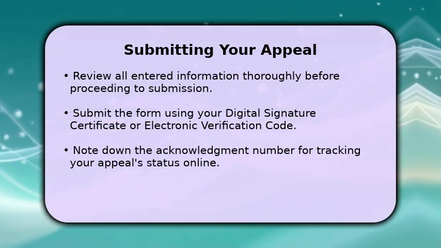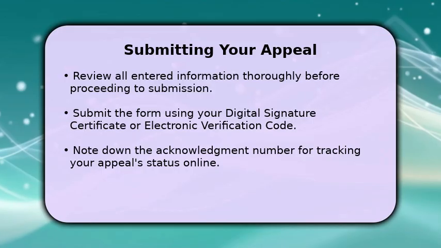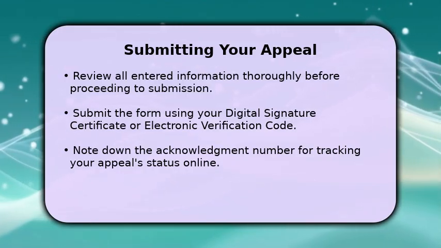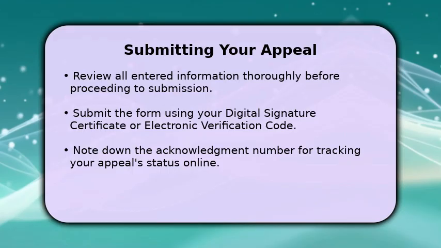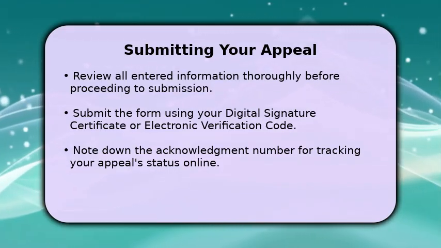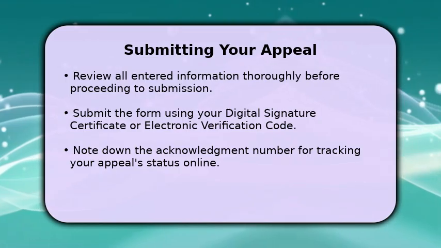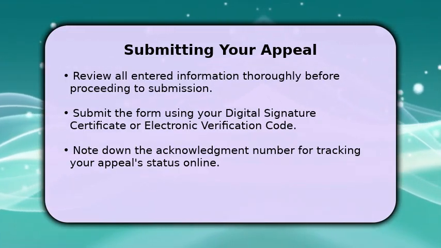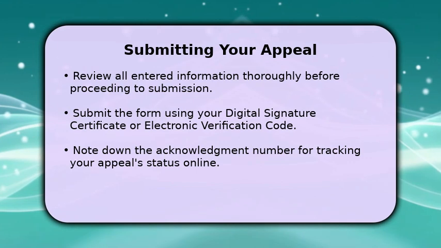Then, submit your completed Form 35 using either your digital signature certificate or an electronic verification code. After successful submission, you will receive an acknowledgement number. Make sure to save this number, as it is essential for tracking the status of your appeal on the e-filing portal.